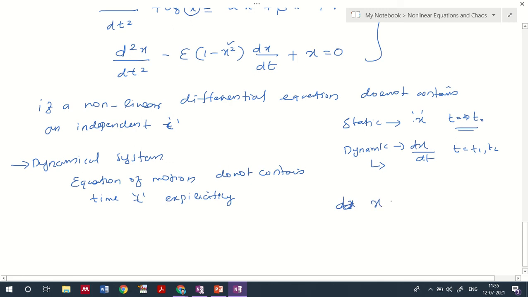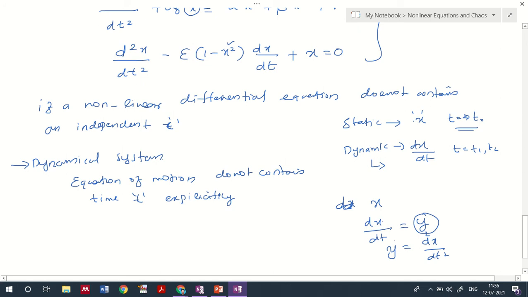Let me have x, and dx by dt I can simply represent as y. Now we can say that y is dx by dt. And next I can represent y dot. Y dot is d square x by dt square. So if I now represent y, then what does it mean?